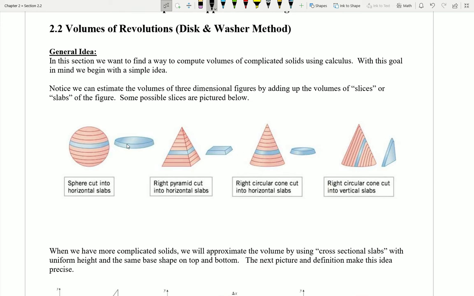Now some of these slices are obtained from horizontal cuts, others are obtained from vertical cuts, like in this last picture. But either way, I could see that if I was able to find the volume of this blue slice, I could then add up all the volumes for all the individual slices, and I could get a grand total volume. Now our goal is going to be to expand upon this idea to make slices that are easy to calculate the volume of, and that hopefully will roughly approximate the volume of the overall figure. And then if we can improve our approximation, we might be able to approach the precise volume.